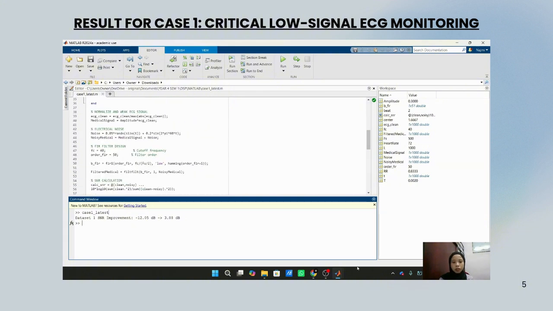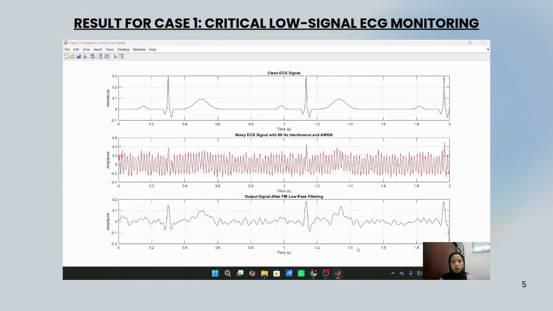After we run this MATLAB script, we can see there are three waves inside figure 1. At the very top, we have the targeted ECG signal, which is the clean ECG signal. Even though it is weak, we can clearly see and identify the PQRST features. This is the exact pattern that a doctor needs to see to evaluate a patient's heart health.